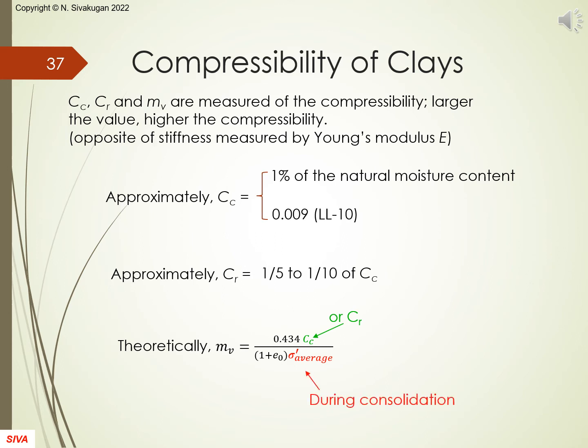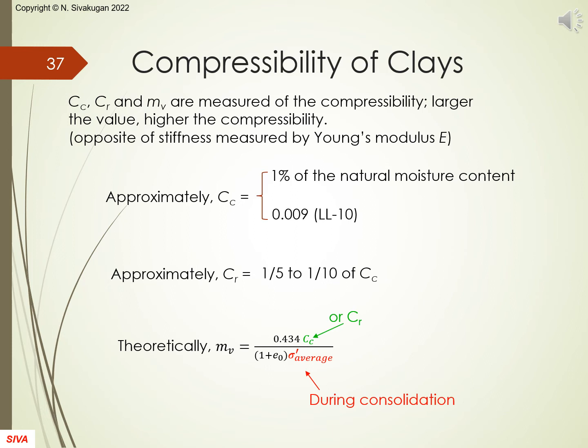Cc, Cr, and Mv are all measures of the compressibility of a clay, which is opposite to stiffness or Young's modulus. There are more than 50 empirical equations, relating compression index with natural moisture content, initial void ratio and liquid limit. Some of these correlations are regional, which are developed for clays from specific regions. Some are more general and apply to all clays.